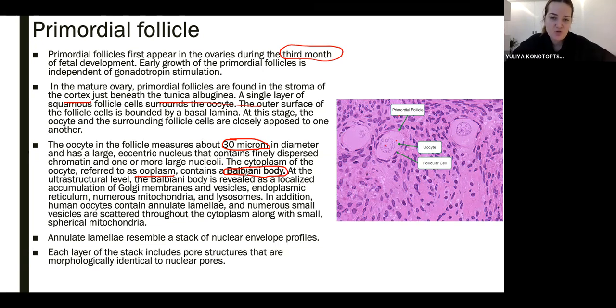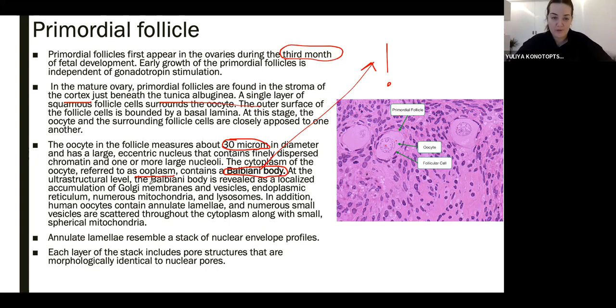Balbiani body, it's a very special body in the oocyte. By the way, this could be important for you next semester in pathology. So remember this moment right now, okay? Because there could be something wrong here. So Balbiani body is a structure inside of the cytoplasm of the oocyte, and you can think of it a bit like a bucket which contains different organelles. So it's like an organelle inside of which you have other organelles, like a little tiny box which is filled with other organelles.